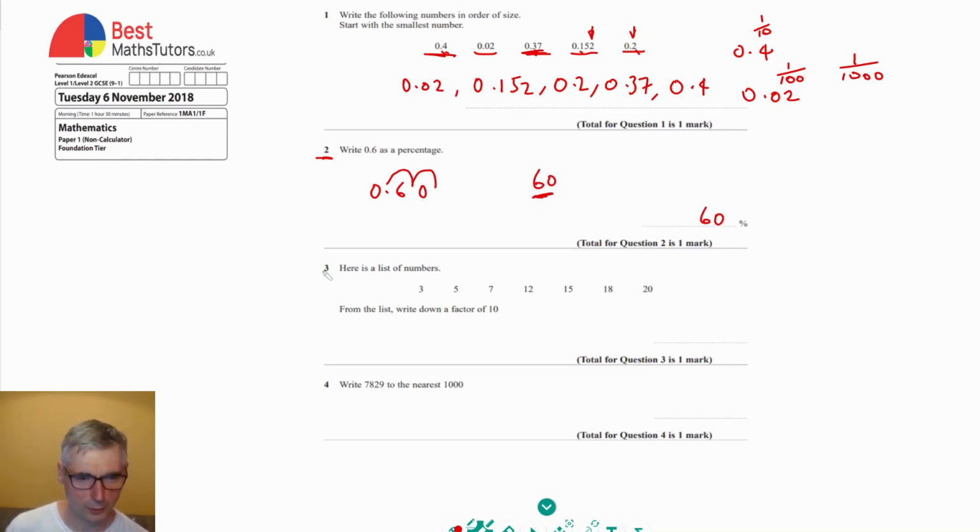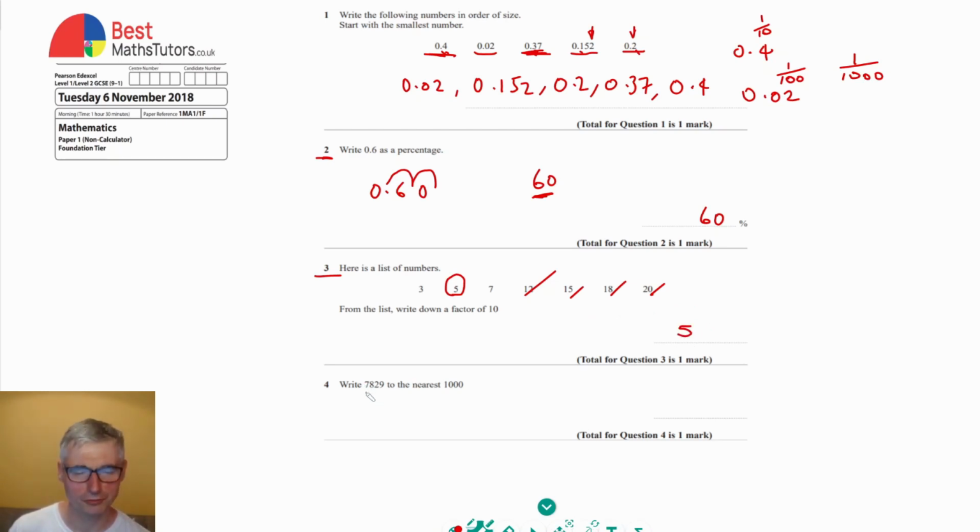In question 3, we've got a list of numbers, and from the list we've got to write down a factor of 10. A factor is a number that will divide into 10. So any number that's bigger than 10 can't divide into 10, so we could get rid of all of these. If we look at the numbers smaller than 10, we can see that only 5 would divide into 10 with no remainder. So 5 is the factor of 10.